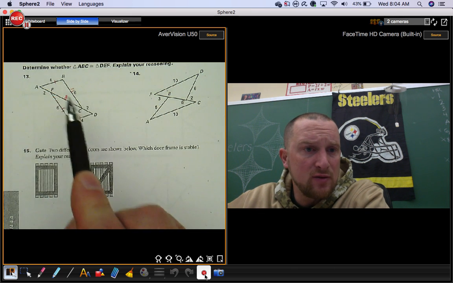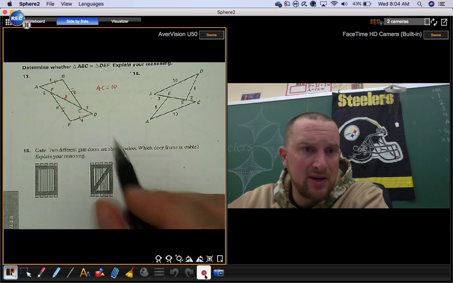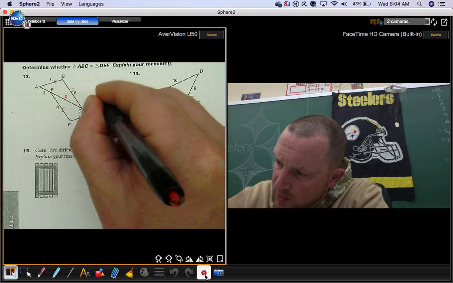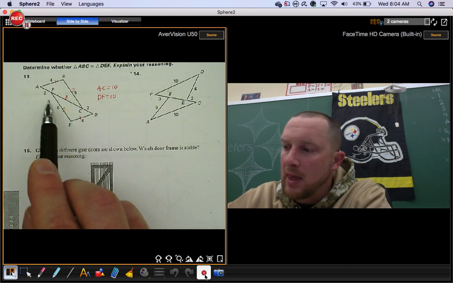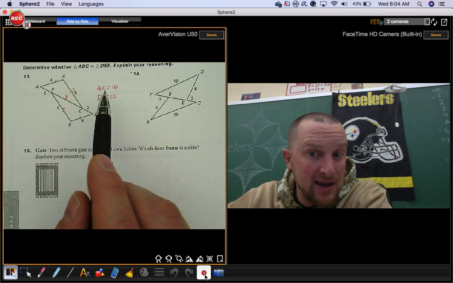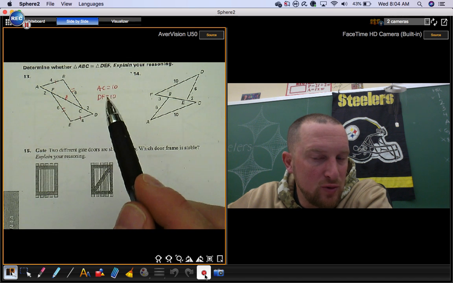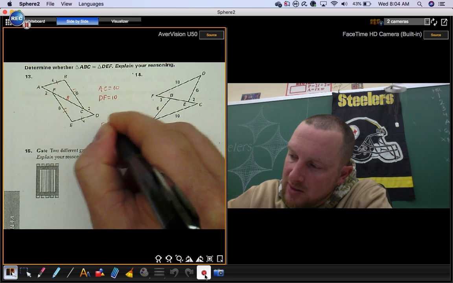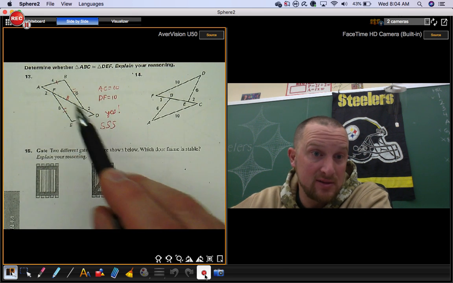Well then how far is it from A to C? It would be 10. How far would it be from D to F? It would also be 10. So we're using that reflexive property and our segment addition postulate to say that these lengths actually are the same. So if you got 2 pairs of congruent sides and then 2 sides that have the same length, you actually got 3 pairs of congruent sides. So yes, they're congruent by side, side, side. You're using reflexive and segment addition there.